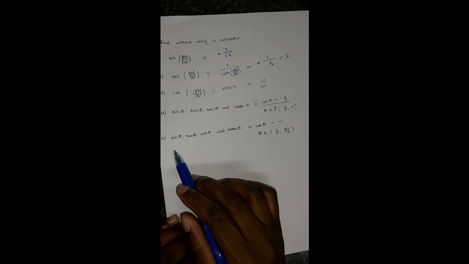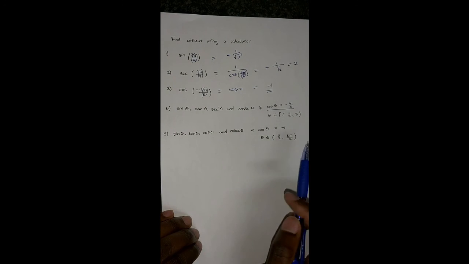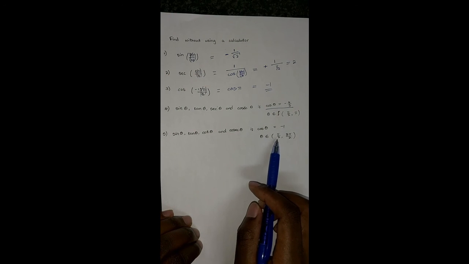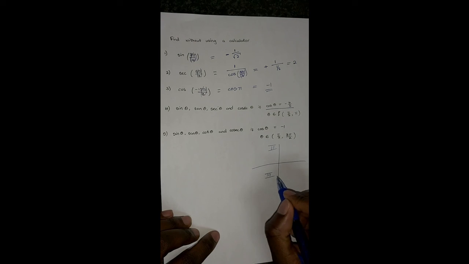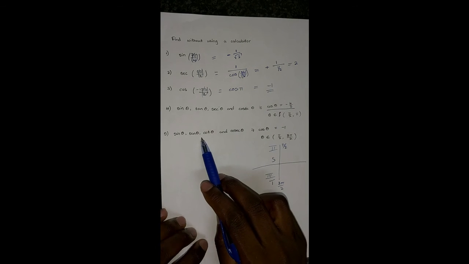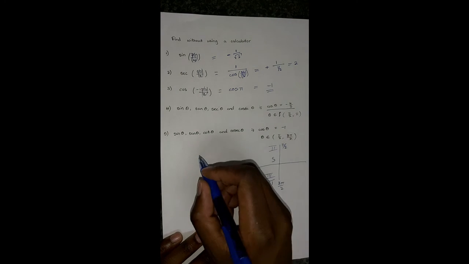Okay, so the last question says find sine theta, tan theta, cot theta, and cosec theta if cos theta is equal to -1 and theta is between pi over 2 and 3 pi over 2. So we're using quadrant number 2 and quadrant number 3, because this is 3 pi over 2, and that's pi over 2. So we're in these two quadrants, with sine and tan positive. Okay, so we're given cos theta is equal to -1.